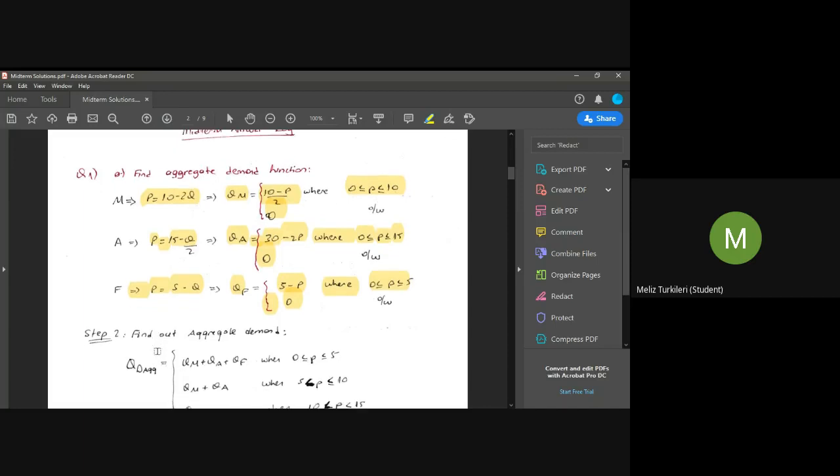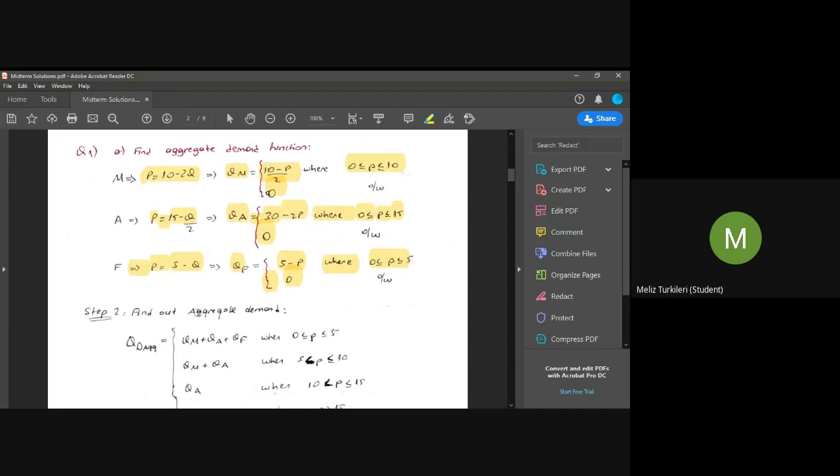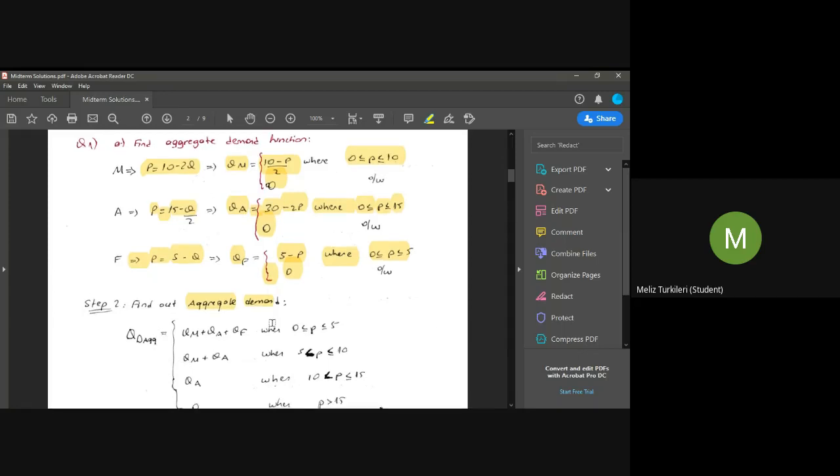And then as a second step, let's find the aggregate demand. Since we know the demand equations for the different price levels, we can easily calculate the aggregate demand. We know that when the price is lower than 5, all of these consumers have a positive demand, right? So to find the aggregate demand, we should add them up. We should add all the demand functions, and we should say that this is the case when the price is between 0 and 5.